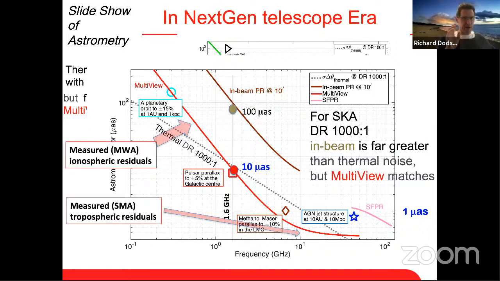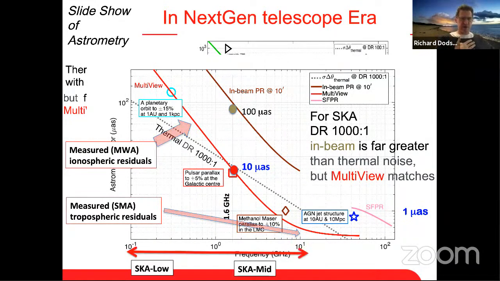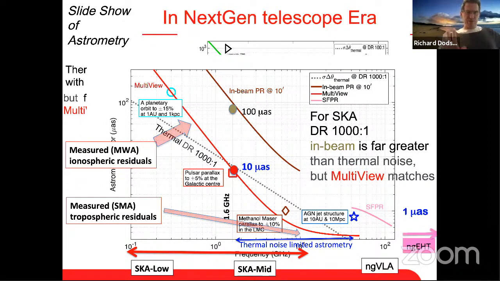And I should mention that this multi-view curve that I've plotted there is based on measured residuals as measured by the MWA and the SMA for the ionospheric and tropospheric residuals, respectively. In-beam calibration is just not going to be able to produce the astrometry we need. So we've been focusing on what the key technological requirements are.